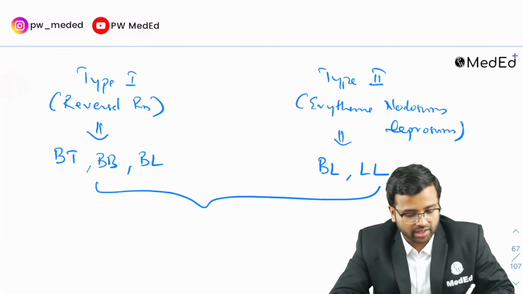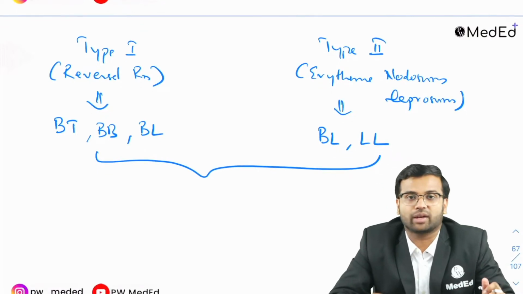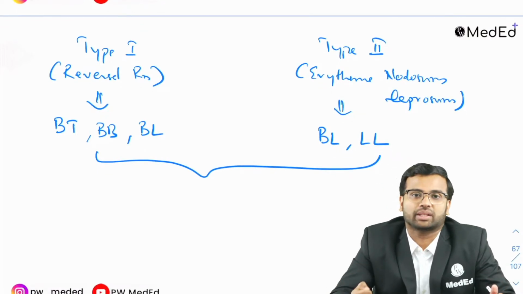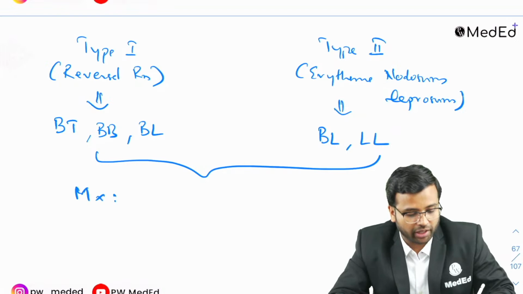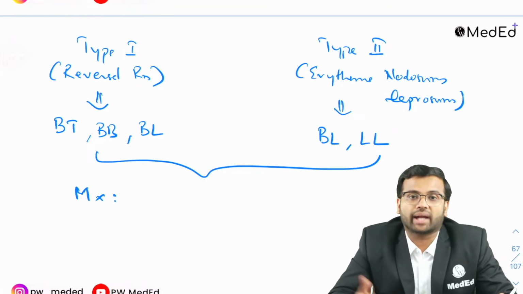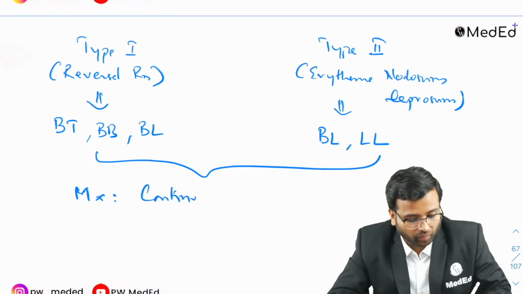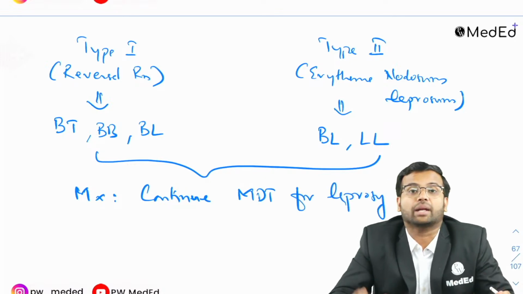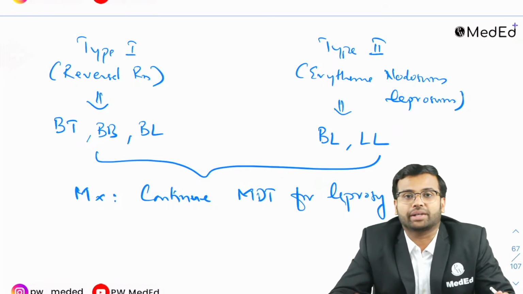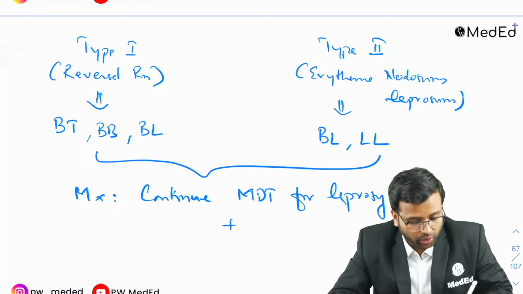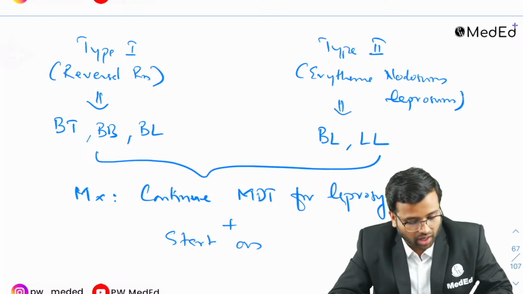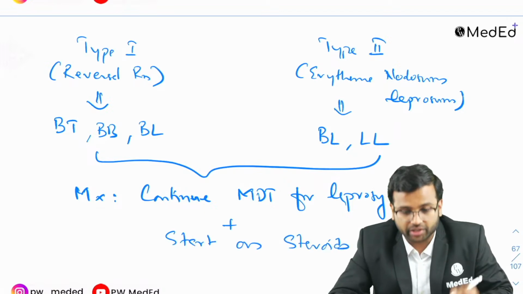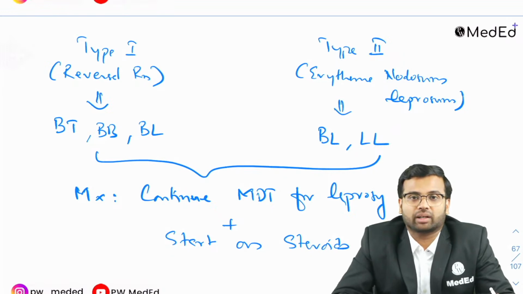Now in all these cases, it was once tested what the ideal management should be. So what is the ideal management in both type 1 and type 2 lepra reaction? The ideal management is to continue multi-drug therapy for leprosy. So you should not stop anti-leprosy treatment. You have to continue on multi-drug therapy for leprosy, and then you have to start on steroids. So that is going to be the management in lepra reaction.